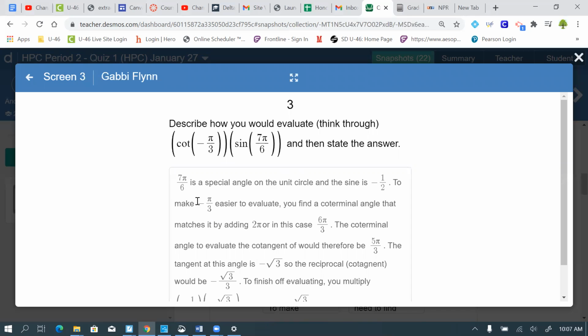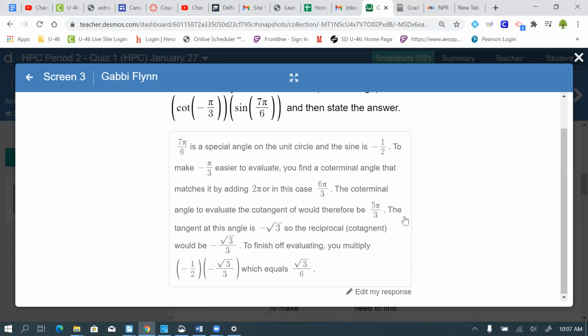To make -pi over 3 easier, find something that's coterminal. So just add 2 pi, which is the same thing as 6 pi over 3. That's awesome. If you add 6 pi over 3 to this, you get 5 pi over 3. So really find the cotangent of 5 pi over 3, which is -√3 over 3. And you multiply and you get this as a correct answer. That's awesome.